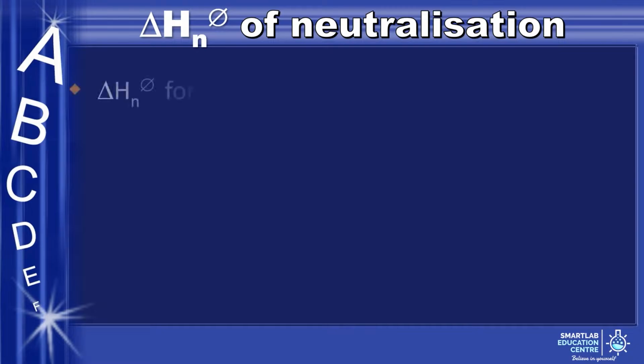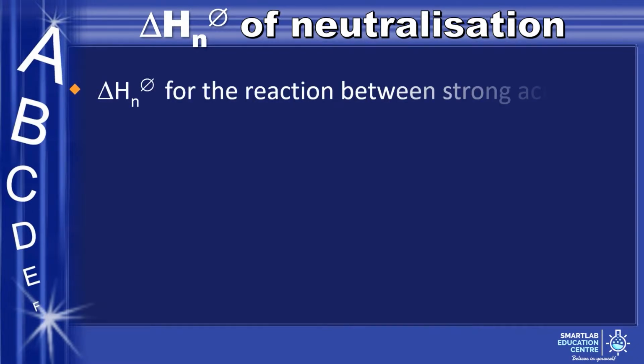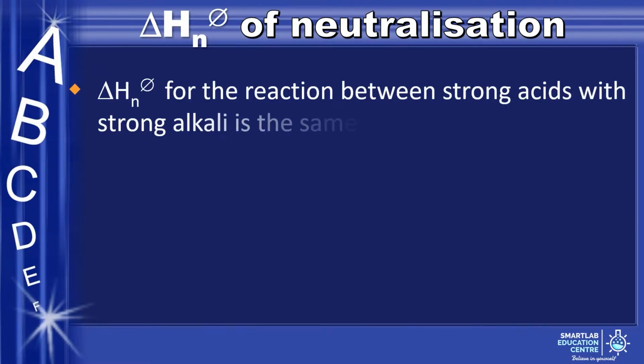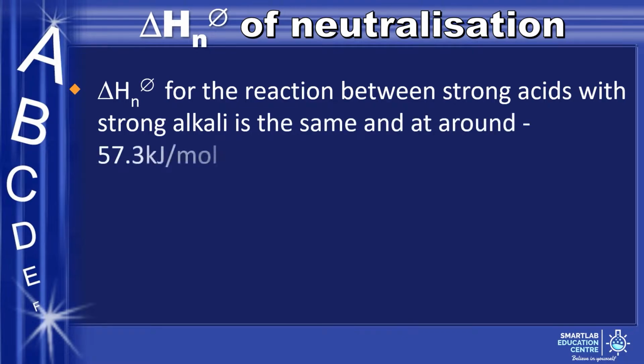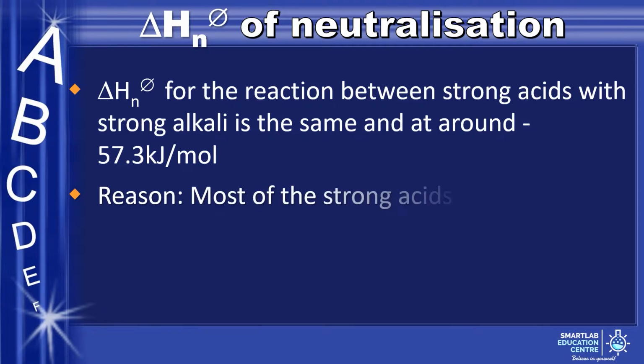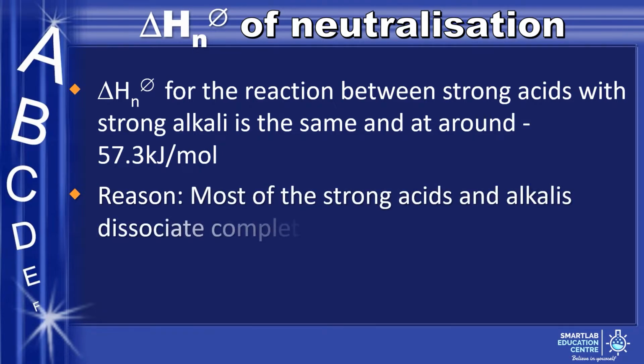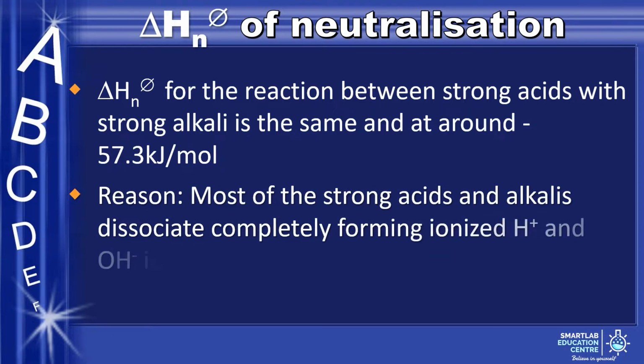The enthalpy change of neutralisation for the reaction between strong acids and strong alkali is the same and at around negative 57.3 kilojoules per mole. The reason for this is because most of the strong acids and alkalis dissociate completely, forming ions, H+ and OH- ions.